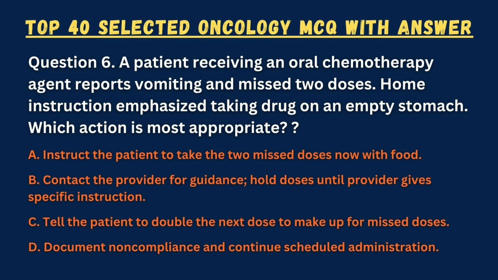Home instruction emphasize taking drug on an empty stomach. Which action is most appropriate? A. Instruct the patient to take the 2 missed doses now with food. B. Contact the provider for guidance. Hold doses until provider gives specific instruction. C. Tell the patient to double the next dose to make up for missed doses. D. Document non-compliance and continue scheduled administration.